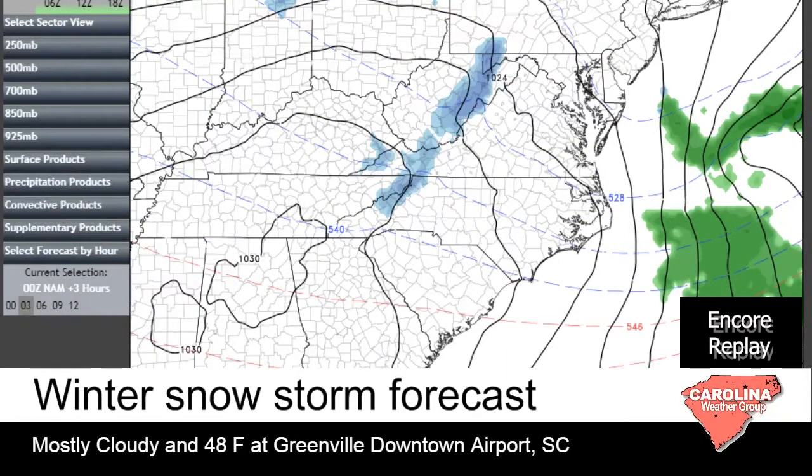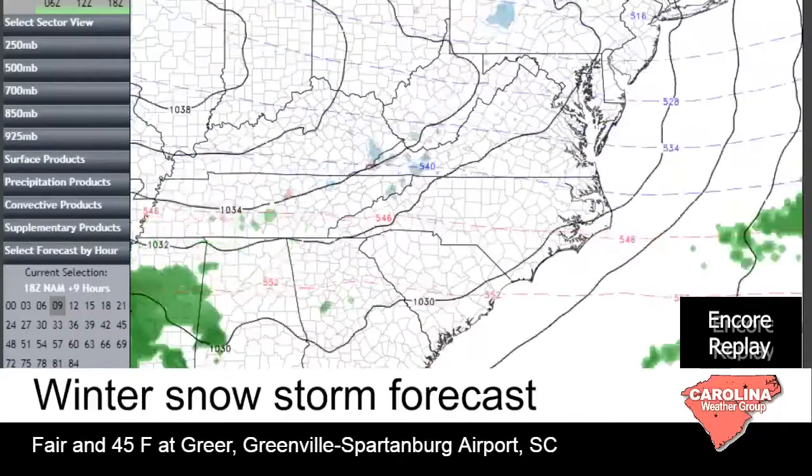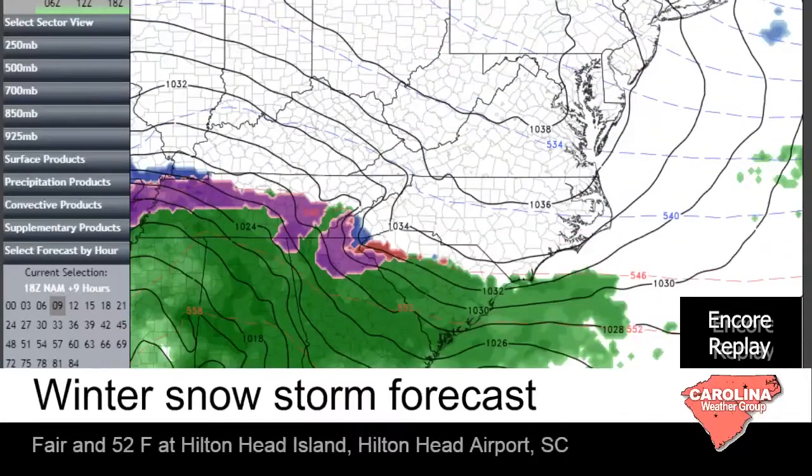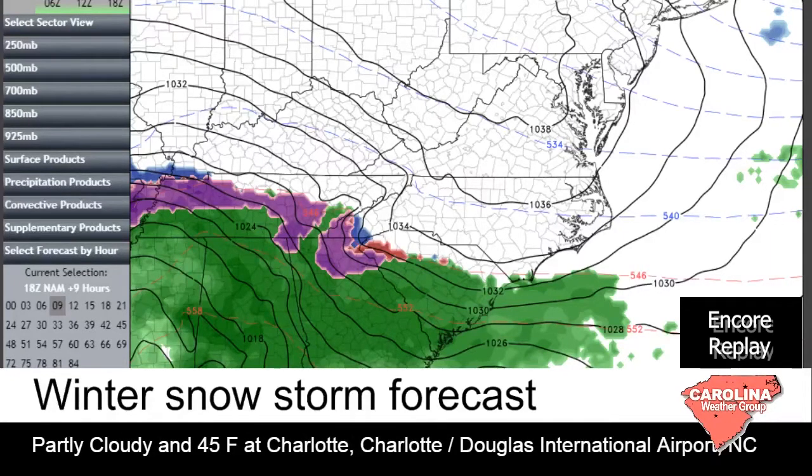Which NAM run did you want on the screen right now? Not the one that's going out right now. The previous one, I guess. And you want me to take it to the moment it stops, right? Yeah, go to the very last frame. Okay, so here's the very last frame, 84 hours out. If you look into North Georgia, you start to see that ice, snow, sleet mixture.